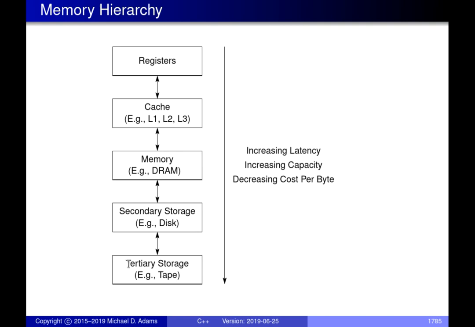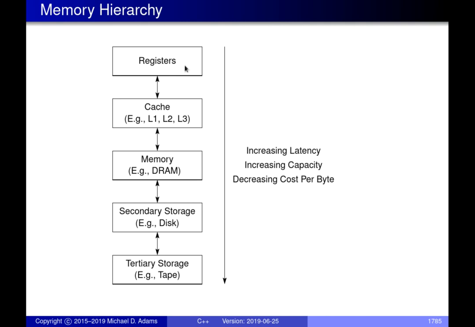And of course, we might also have tertiary storage as well, even larger capacity and slower devices too. And as we go from the top of this diagram to the bottom of the diagram, the amount of latency increases. In other words, the amount of delay that we have to wait in order to get the information we need increases. The capacity also increases as we go from top to bottom.